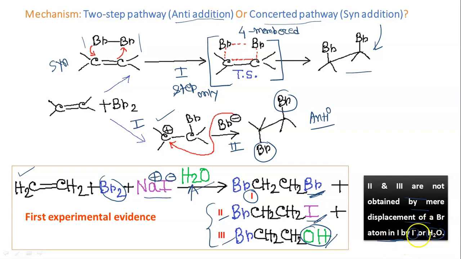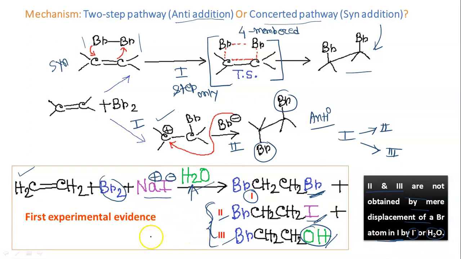If it is displacement, then the time that is required is actually a time-consuming process. Suppose 2 and 3 are formed from 1 by substitution. If that is the case, it will take some time. But in the actual experiment, 2 and 3 are obtained very fast. So that is the proof that 2 and 3 are not obtained by mere displacement of a bromine atom in 1 by I minus or H2O.